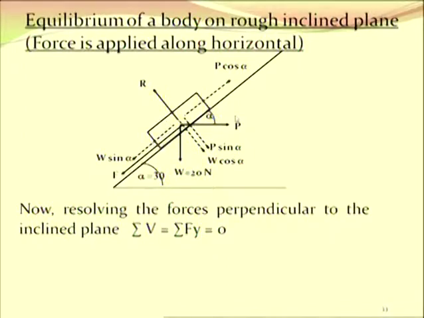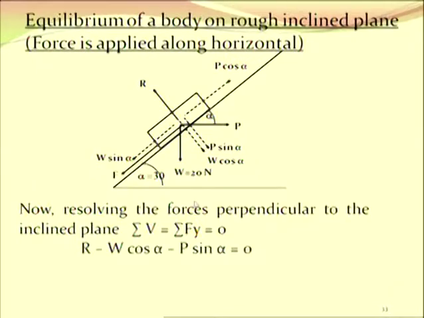P also makes angle alpha, hence we can also resolve it into two components, P cos alpha and P sin alpha. P cos alpha is along the inclination of the plane and P sin alpha is perpendicular to the plane. Now resolving the forces perpendicular to the inclined plane, sigma Fy equals 0. So there are three forces there. One is the upward reaction R. Two forces are downward, W cos alpha and P sin alpha.